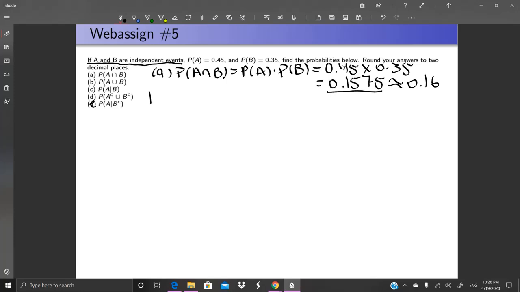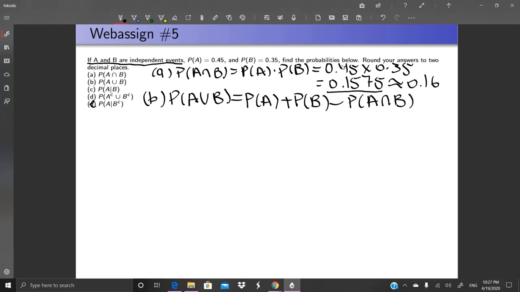Okay, let's do part B. Find the probability of A union B. Well, this just goes back to what we knew from earlier in this chapter, that the probability of a union is equal to the probability of one event, sorry about that, so the probability of A plus the probability of another event B minus the probability of their intersection.